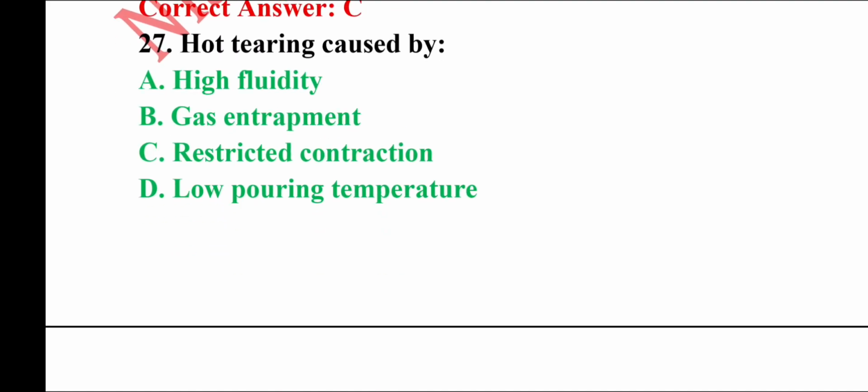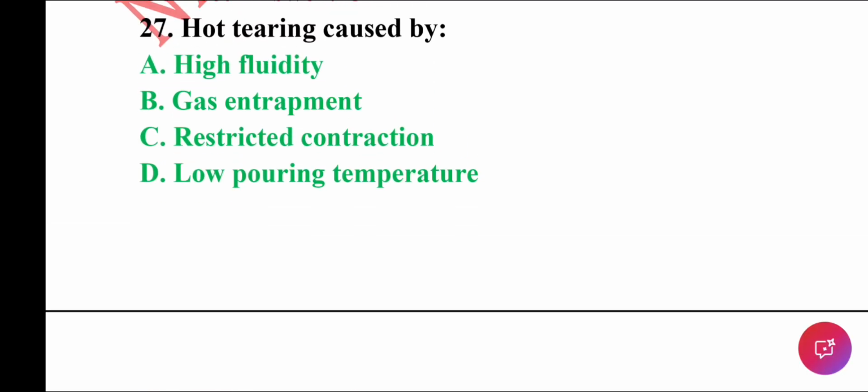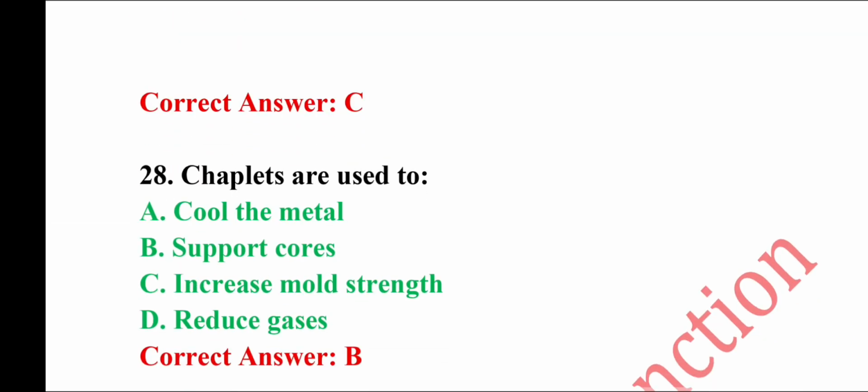Question number 27: hot tearing is caused by. Hot tearing is actually a casting defect. The options are high fluidity, gas entrapment, restricted contraction, or low pouring temperature. The correct answer is C, restricted contraction.